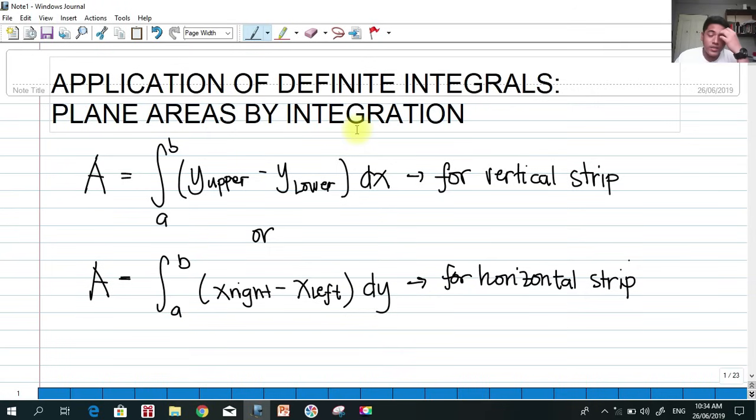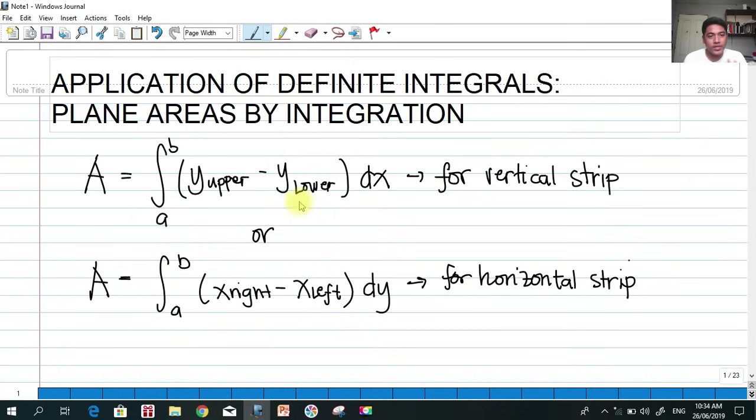So for areas, we have two formulas. Here we can see that the area is equal to the integral of y upper minus y lower dx evaluated from A to B if we're going to use a vertical strip for finding the area. For a horizontal strip, we have the following formula: A is equal to the integral of x right minus x left dy evaluated from A to B.